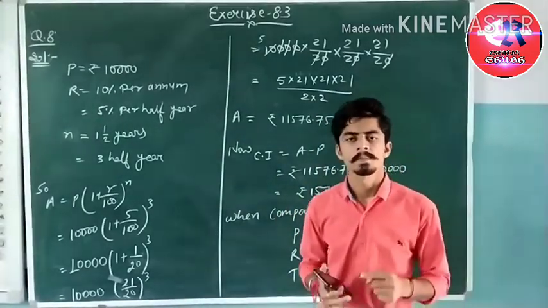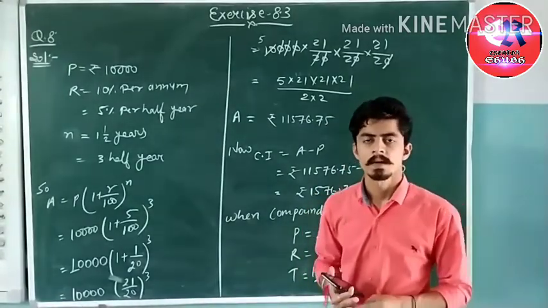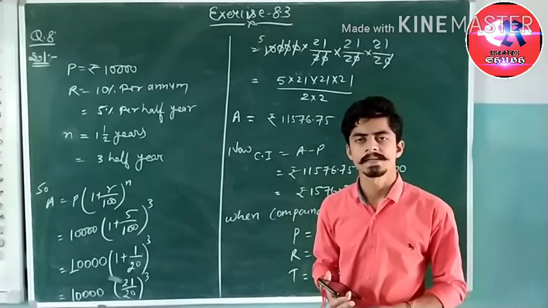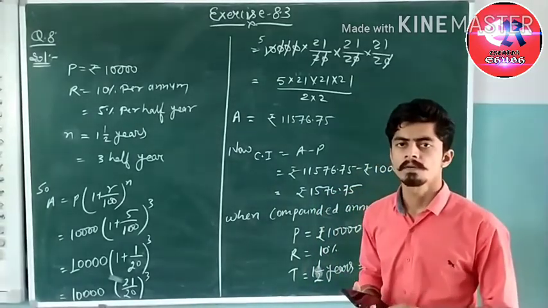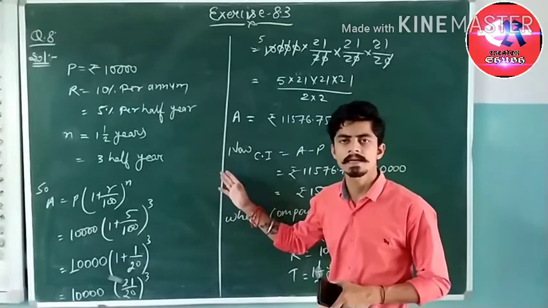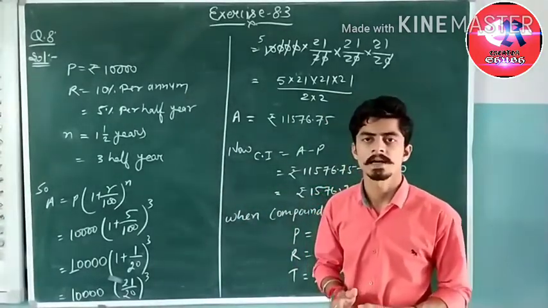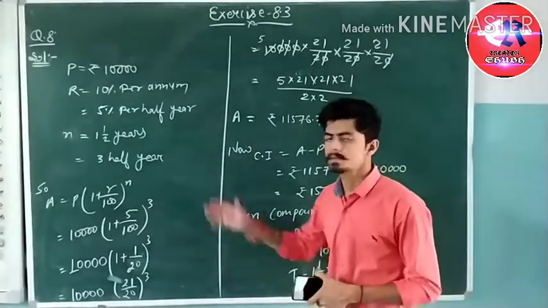The principal, rate and years will be the same for both cases, but we have to find the amount and the interest when the data is compounded half yearly and annually. So in both cases what will be the interest, and which interest will be more? We have to compare and find out.